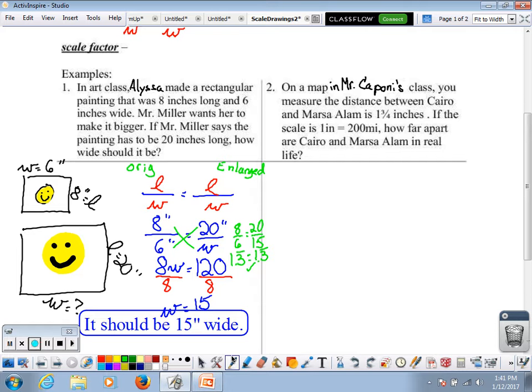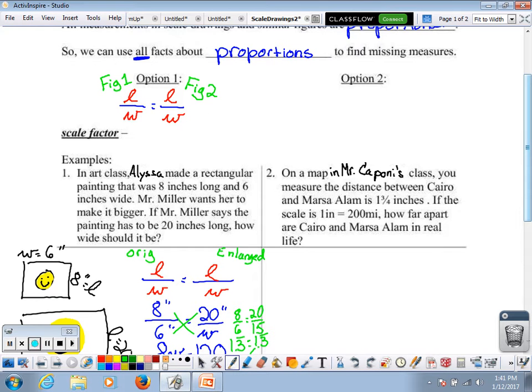All right, questions about number 1? No questions? Okay, so let's talk about a second option here. We said that we can use all facts about proportions to find those missing measurements. What other equation do we have that goes with proportional relationships? y equals kx. So that's a fact about proportions. We get to use it.